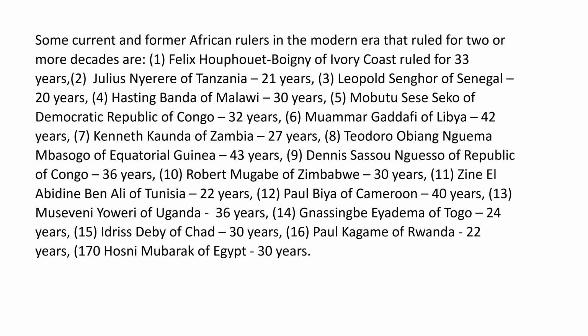the Republic of Congo ruled for 36 years, Robert Mugabe of Zimbabwe ruled for 30 years, Zine El Abidine Ben Ali of Tunisia ruled for 22 years, Paul Biya of Cameroon has ruled for 40 years, Museveni of Uganda has ruled for 36 years and is still in power, Gnassingbé Eyadéma of Togo ruled for 24 years, Idriss Déby of Chad ruled for 30 years, Paul Kagame of Rwanda is ruling for 22 years. Hosni Mubarak of Egypt ruled for 30 years.